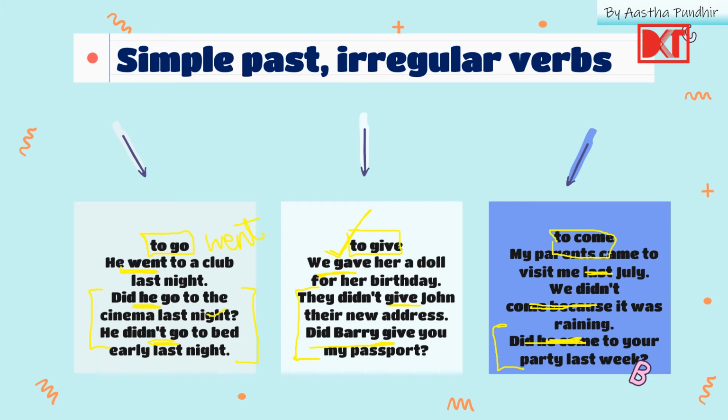So only in the positive sentences, जब हम affirmative positive sentences की बात कर रहे हैं तो हमारा जो past participle word है, go का went, give का gave, to come का came, उसमें हम use करते हैं past participle and otherwise we use with did the infinitive without to. Alright, these are the irregular verbs. Now let's move on.